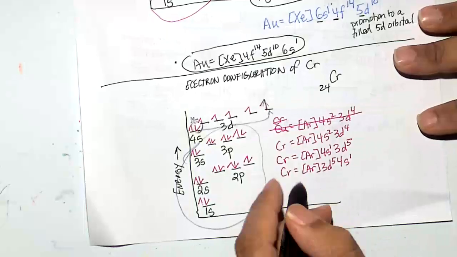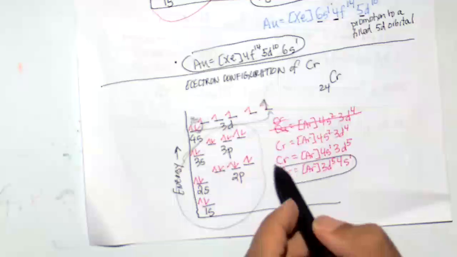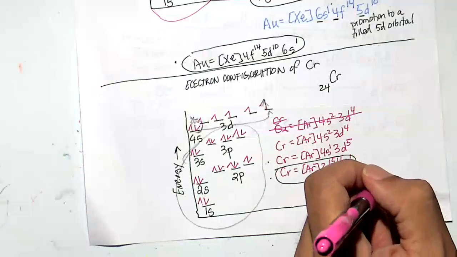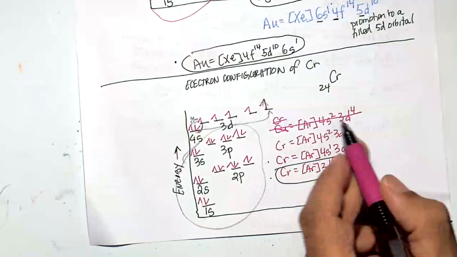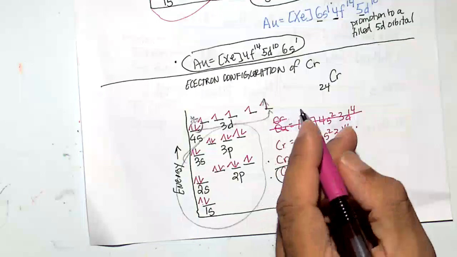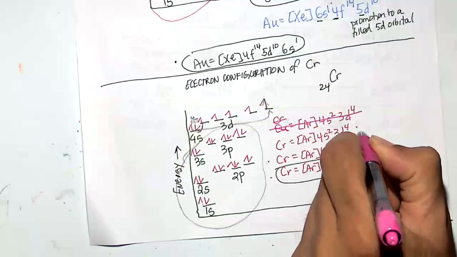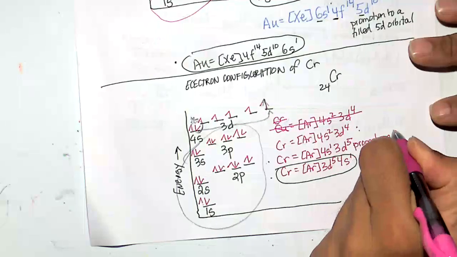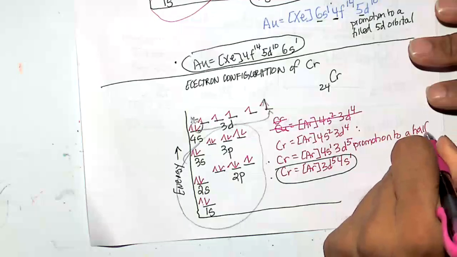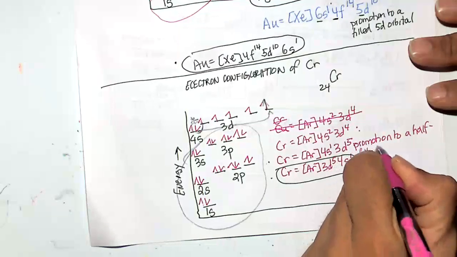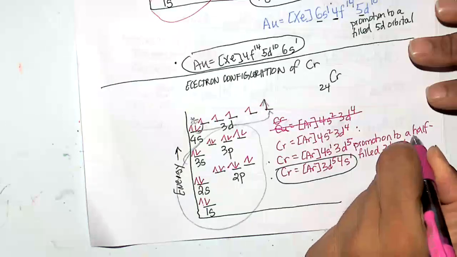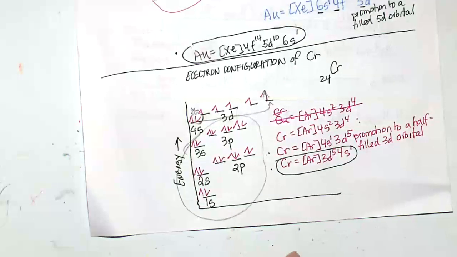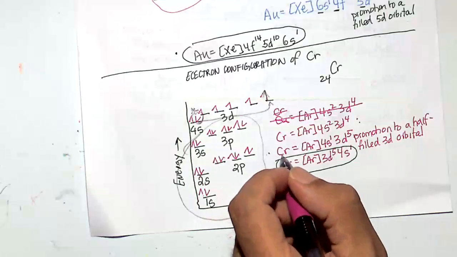So you can do this or this on the exam, that's fine. And this is a promotion to a half-filled 3d orbital. This is much more stable than that. This has more energetic stability than this. Okay, it's just more energetically stable.